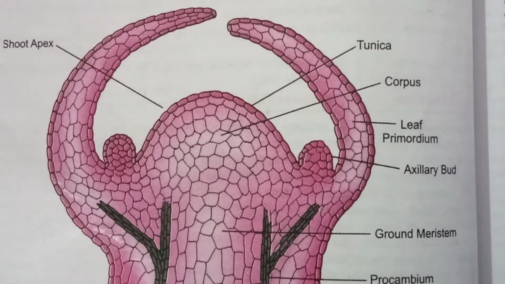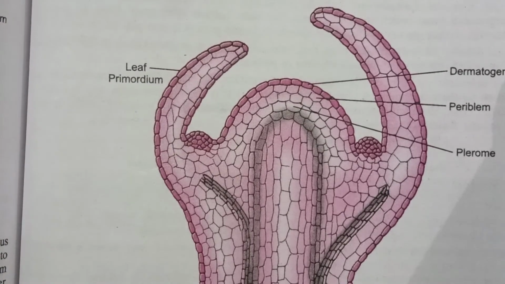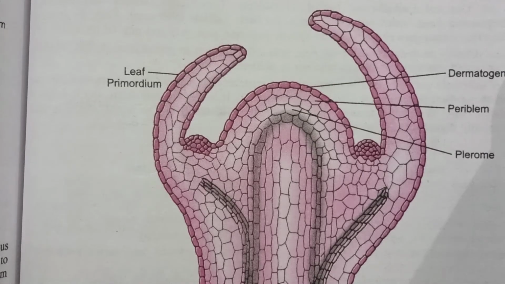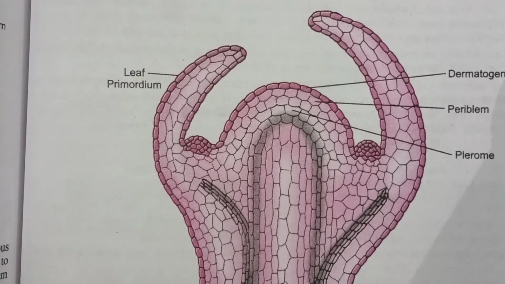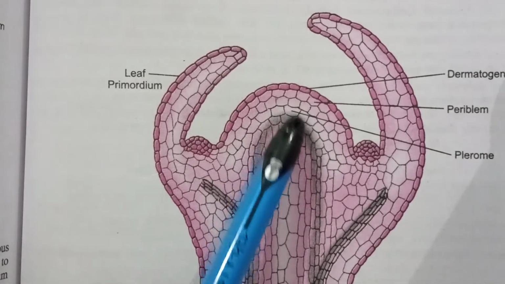The second theory is the histogen theory, which was proposed by Hanstein. According to this theory, the promeristem of the vegetative shoot apex produces three types of meristematic zones, called the histogens. They are dermatogen, periblem and plerome. The dermatogen is responsible for formation of the outer layer, the epidermis. As you can see, this line is the dermatogen.